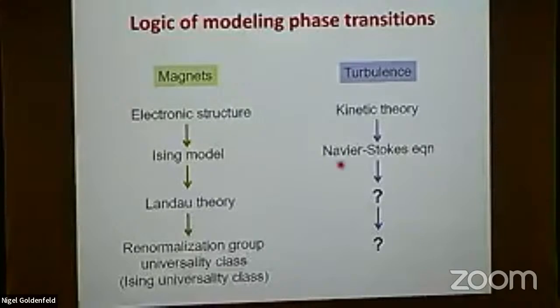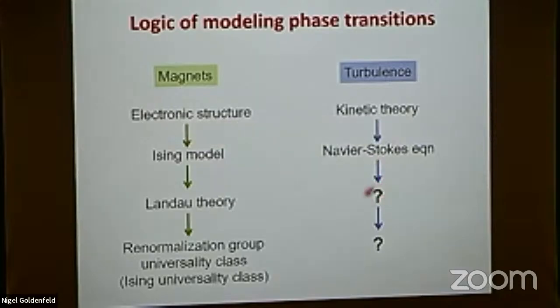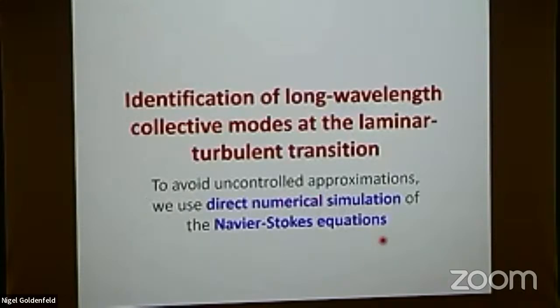Static theory. We have Navier-Stokes equations, which is coarse-grained, like the Ising model. Then we have the question I want to ask: in the context of the turbulence transition, what is the Landau theory and what is the renormalization group universality class?